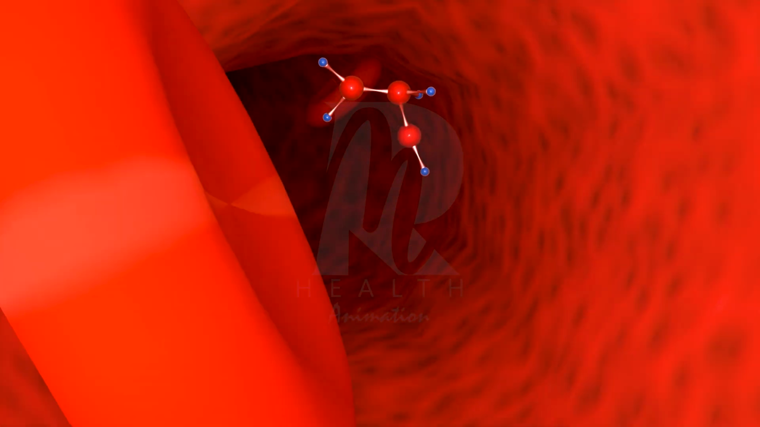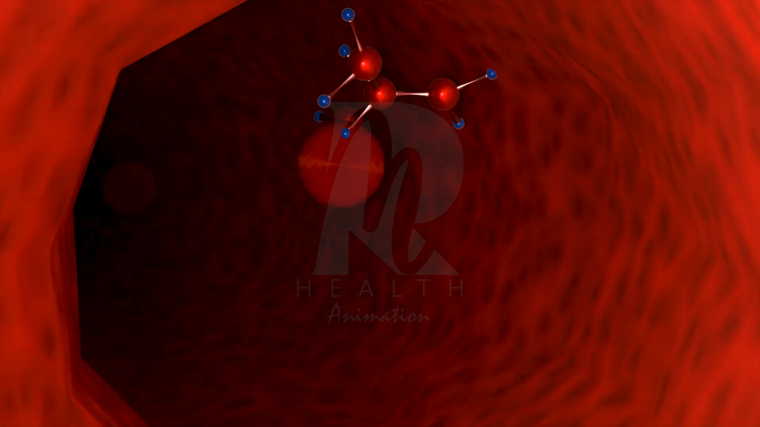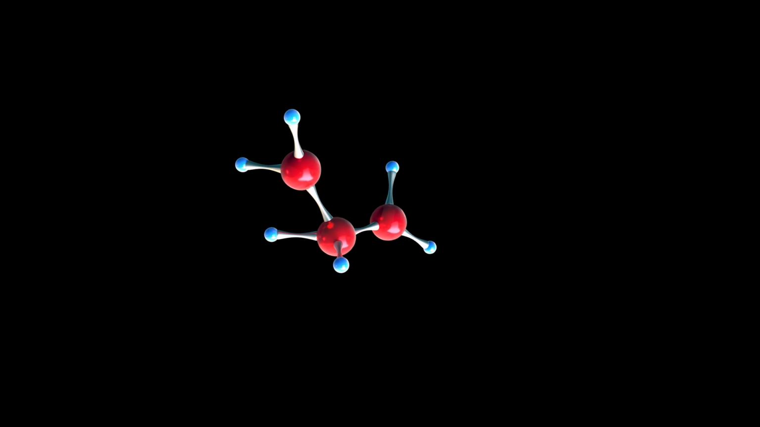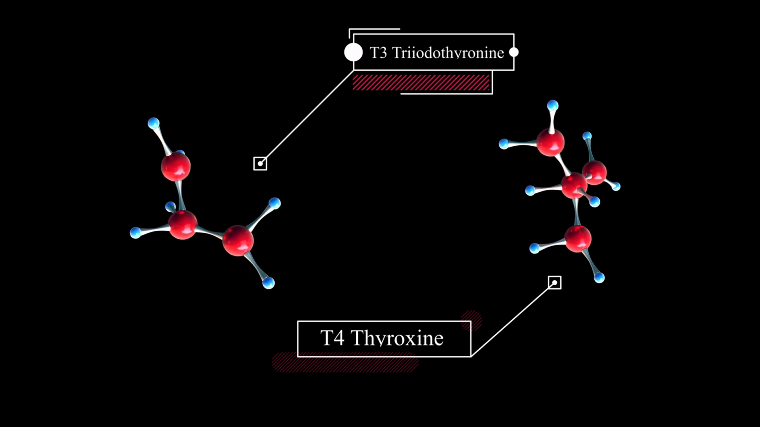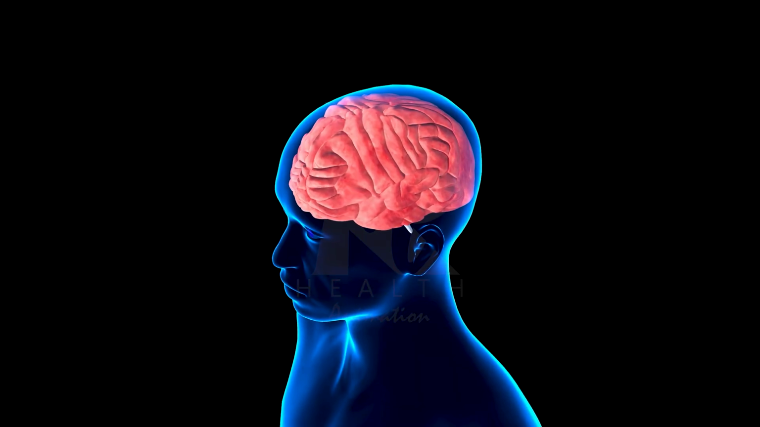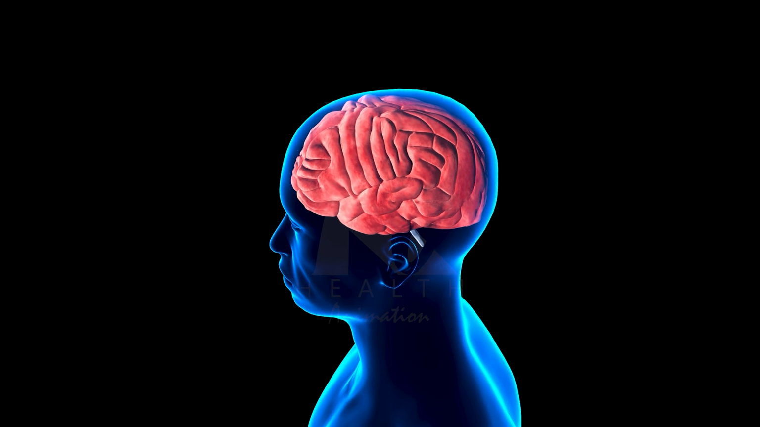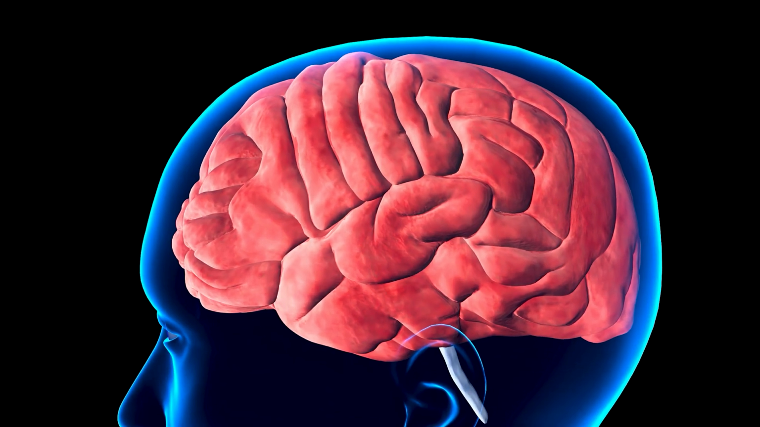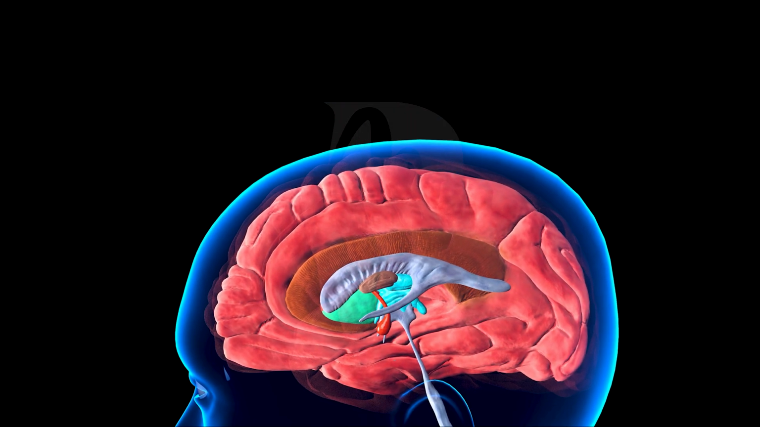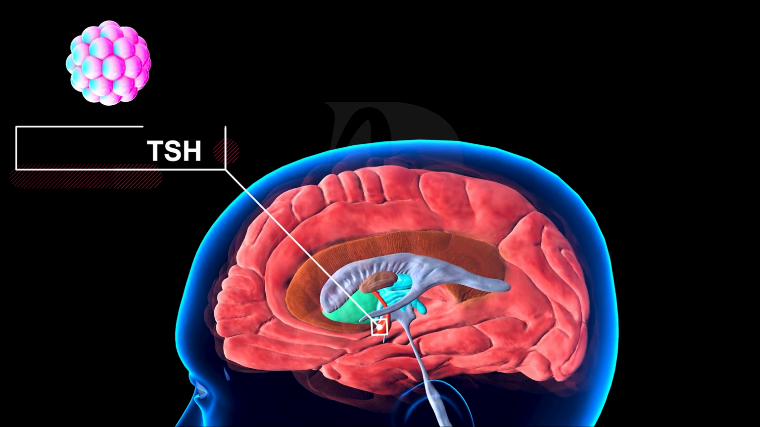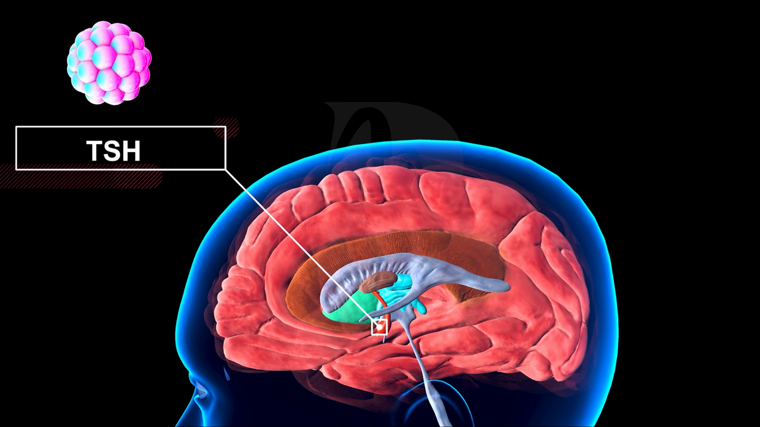The thyroid sends out special signals called hormones, which travel through your blood and reach all parts of your body. These hormones are called T3, triiodothyronine, and T4, thyroxine. The production of these hormones is controlled by your brain. Specifically, a tiny part called the pituitary gland signals the thyroid by releasing thyroid-stimulating hormone, or TSH.